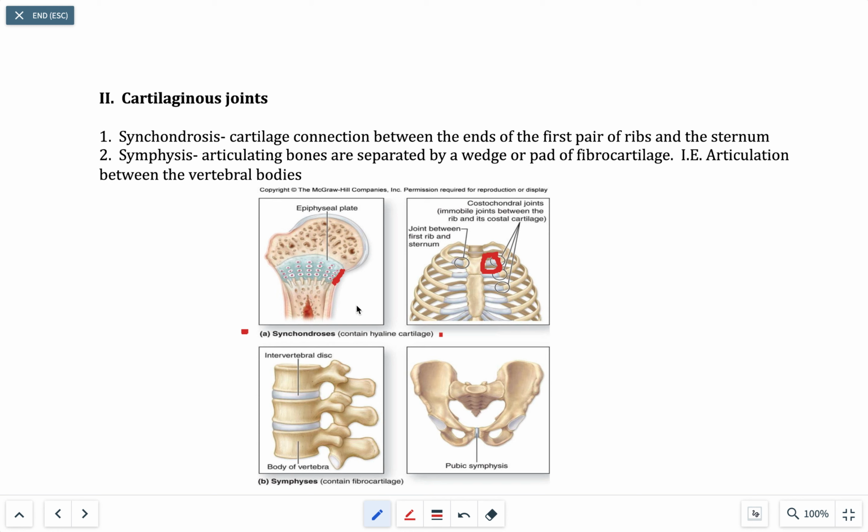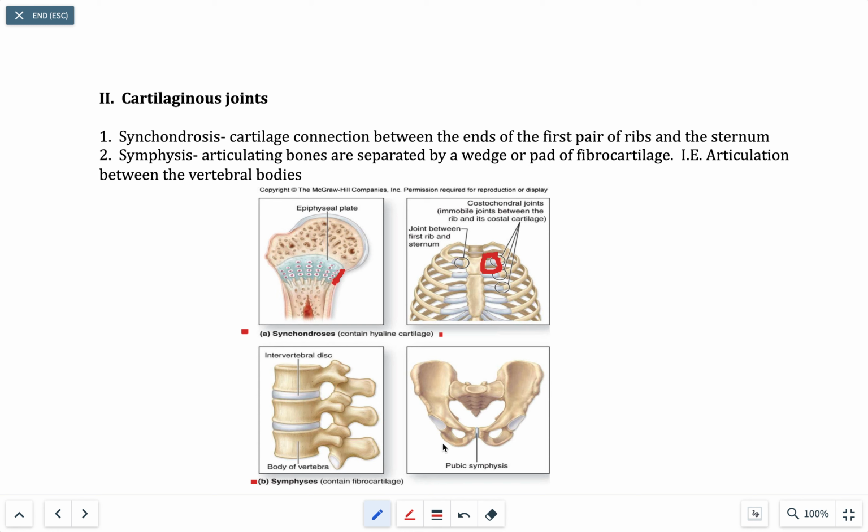The next one is the symphysis, and this cartilaginous joint is going to contain fibrocartilage. Fibrocartilage, just as a reminder, is a cartilage that lacks an outer perichondrium or an outer membrane. Its main function is for cushion and support. The first one that we see, the symphysis, is the articulating bones of the vertebrae interconnected with intervertebral discs, and these intervertebral discs allow for articulation between the two bodies of the vertebrae. And again, they're composed of fibrocartilage.